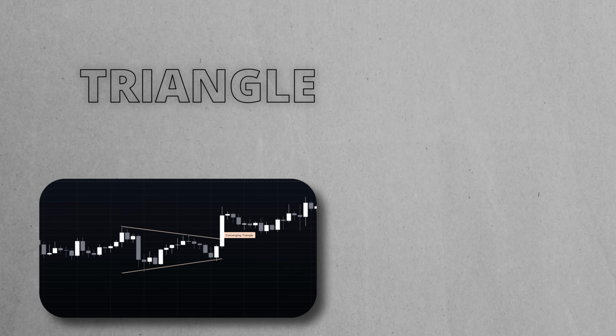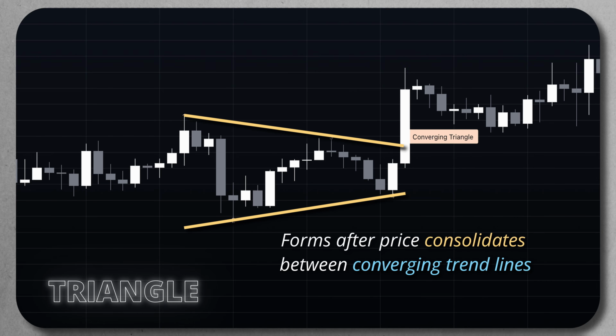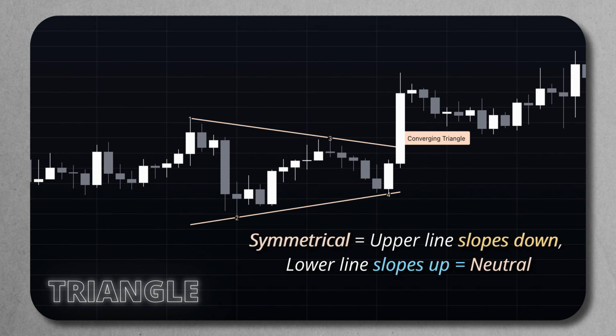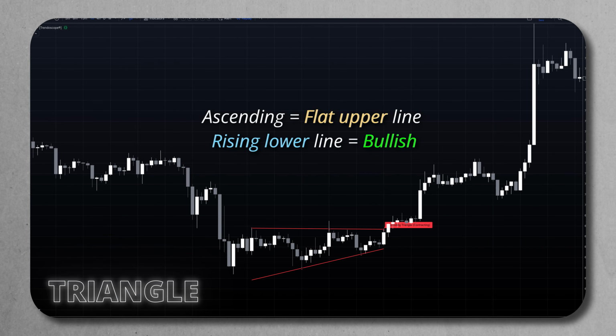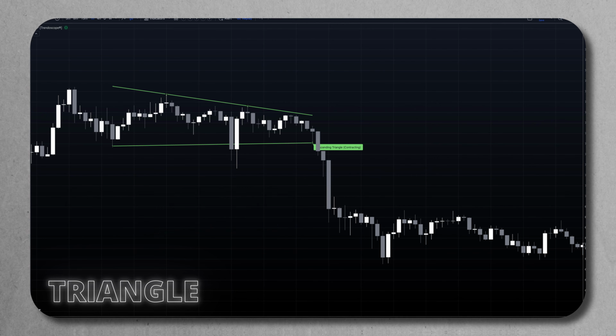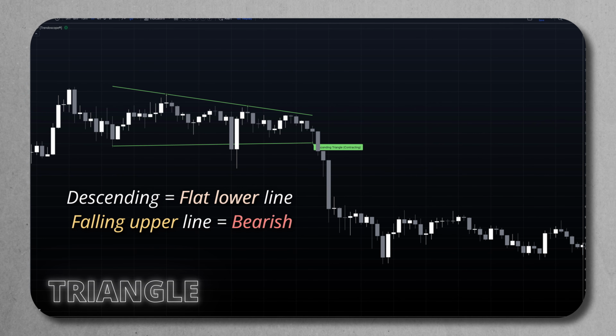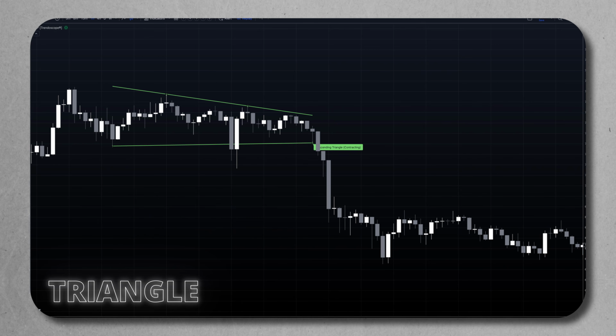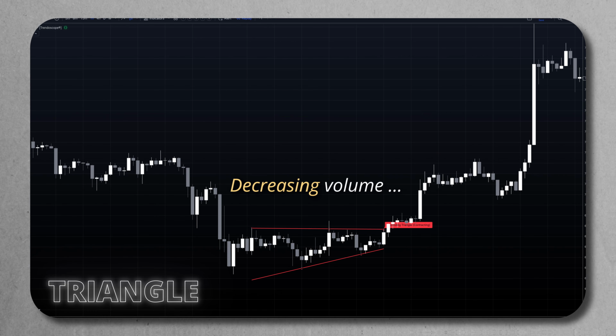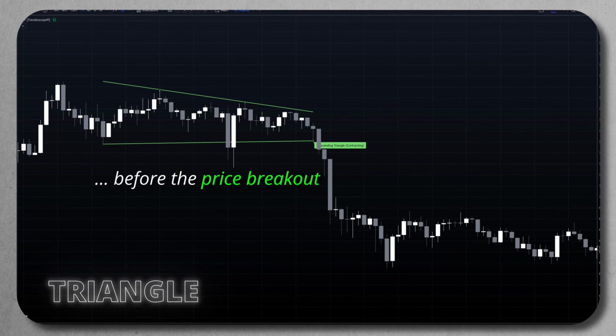Triangle pattern. Triangles form when price consolidates between converging trend lines. Symmetrical triangle, upper line slopes down, lower line slopes up. Ascending triangle, flat upper line, rising lower line, bullish. Descending triangle, flat lower line, falling upper line, bearish. Volume typically decreases as price moves toward the apex, before breaking out in either direction.